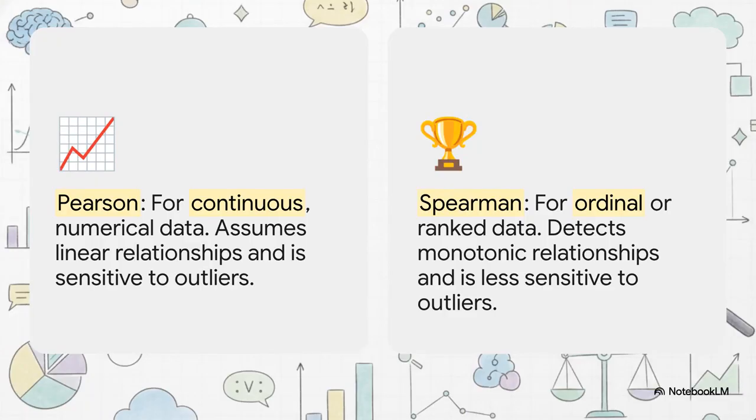Think of the Pearson correlation like a super precise laser measure. It's perfect for continuous, numerical data, and it works best when the relationship forms a nice straight line. But it can get thrown off by extreme values or outliers. Spearman, on the other hand, is more like ranking the finishers in a race. It doesn't care about the exact times, just the order they finished in. This makes it fantastic for ranked data and way less sensitive to those pesky outliers.